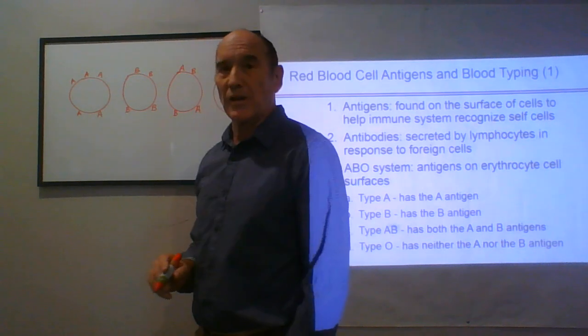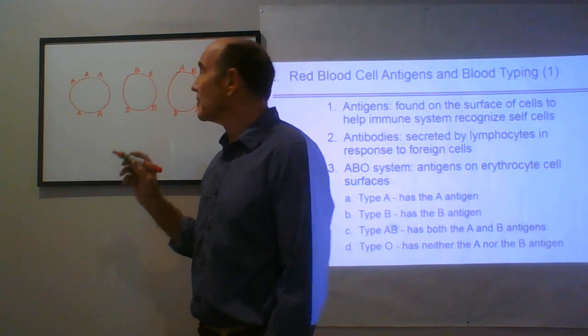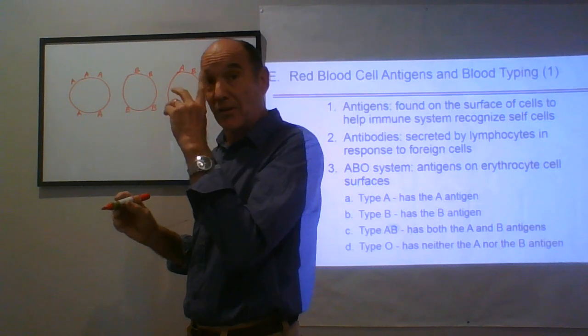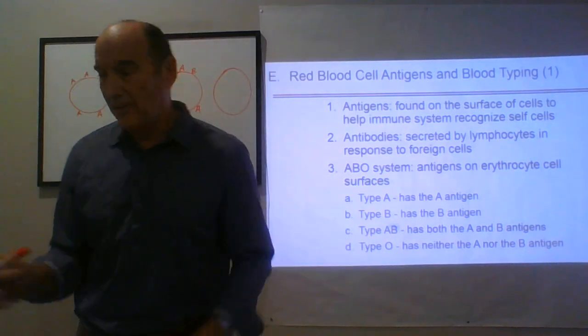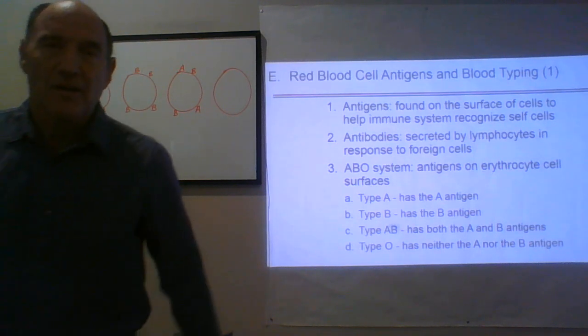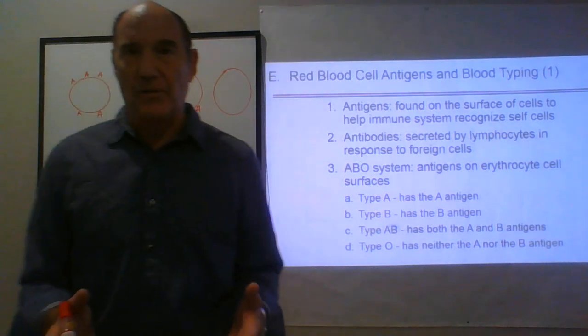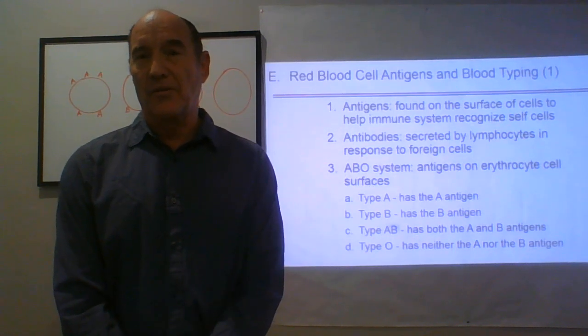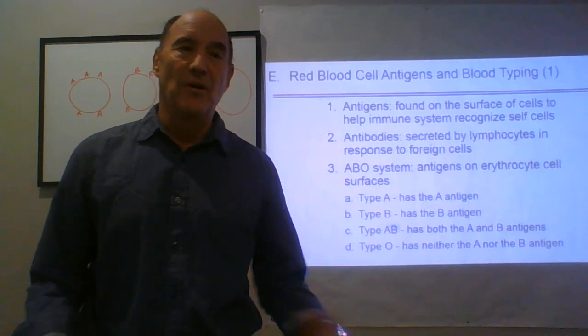Okay, now there's also another potential membrane protein that could be on your red blood cells, and that was labeled as the Rh factor. Rh stands for rhesus. The rhesus monkey, they studied the blood types. They figured out the Rh factor blood types in rhesus monkeys first, and so they named it after them.